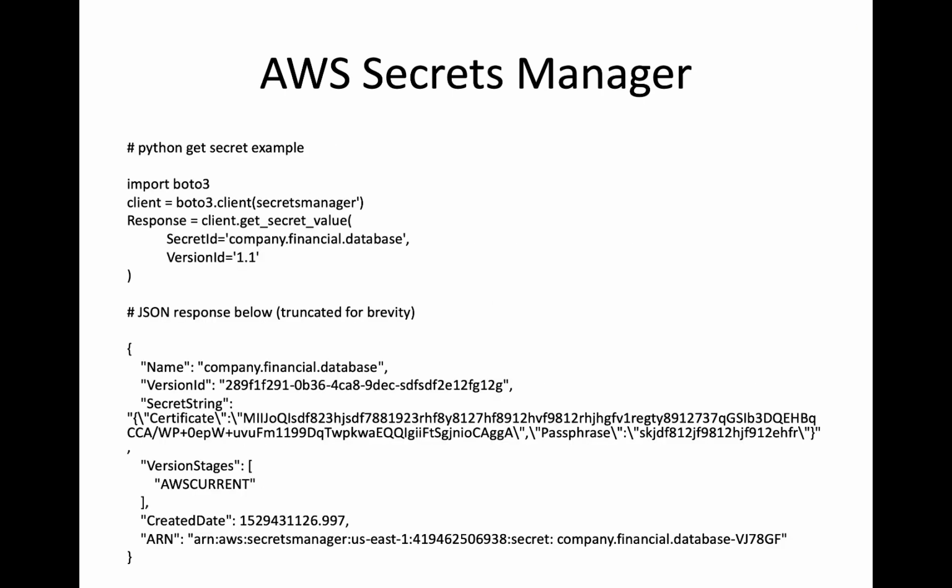Here's an example of how you might access Secrets Manager using Python code. Here we're using the Boto3 library to talk to Secrets Manager, and we are looking for a secret, a key called company.financial.database. Secrets Manager will respond back with JSON that includes a secret string, which is a certificate and a passphrase for this database.